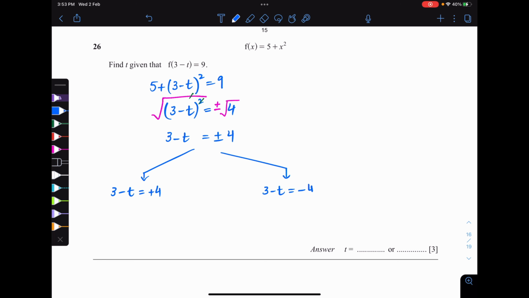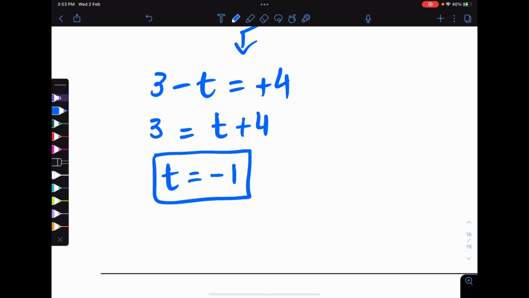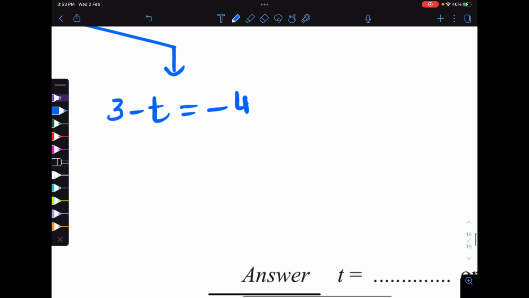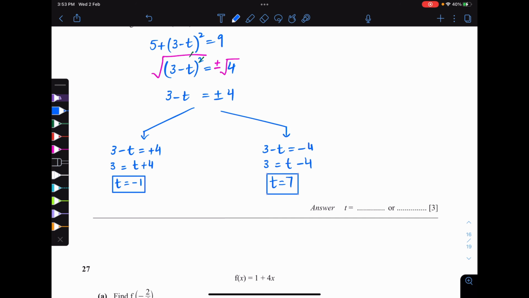And now this is very comfortable equation solving. So this will be 3 is equal to t plus 4 and t is equal to negative 1. So this is one of the answers. And let's move to the next one. 3 is equal to t minus 4 and t is equal to 7. So there are two answers for this. One is negative 1 or 7.